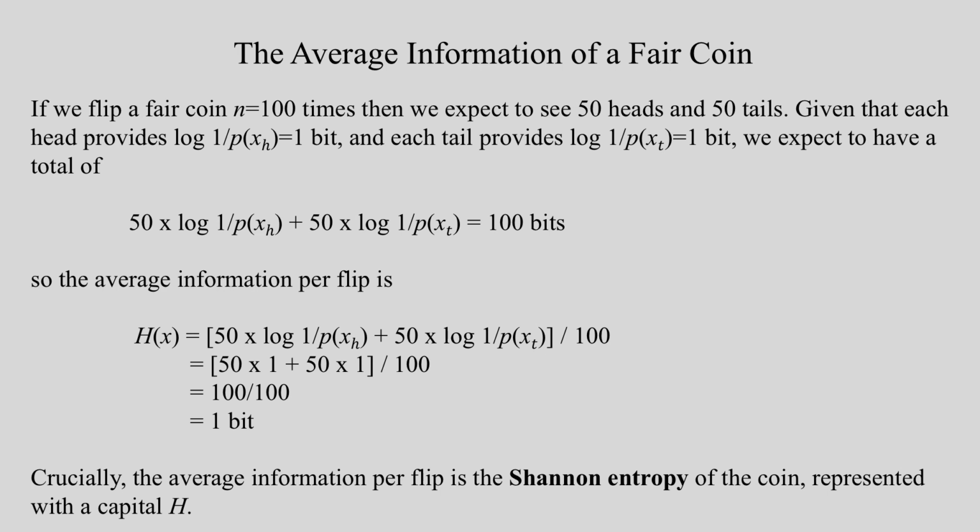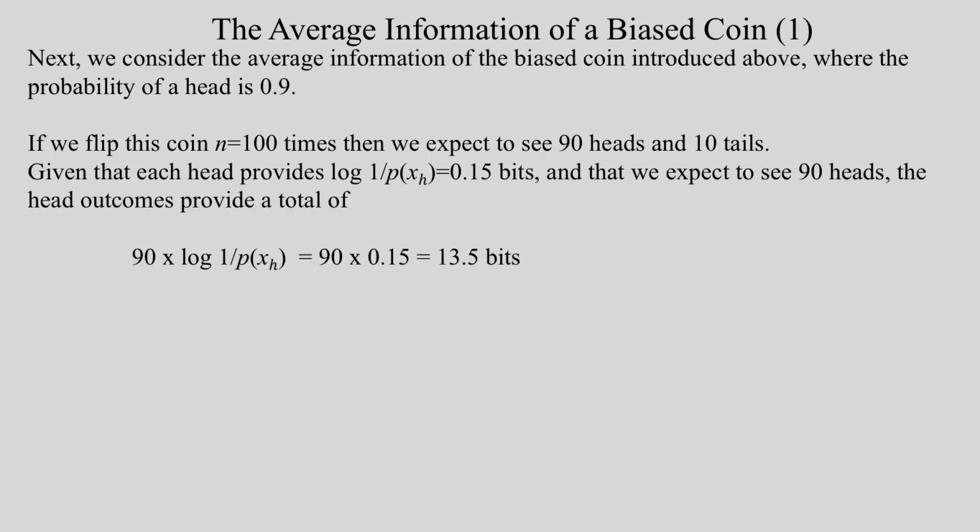If we flip a fair coin 100 times, then we expect to see 50 heads and 50 tails. Given that each head provides 1 bit and each tail provides 1 bit, we expect to have a total of 100 bits. So the average information per coin flip is 1 bit. Crucially, average information per flip is the Shannon entropy of the coin, represented with a capital H.